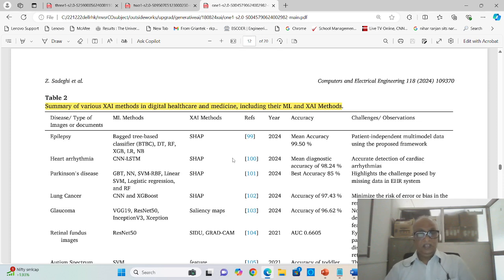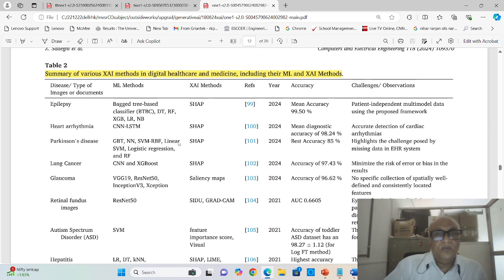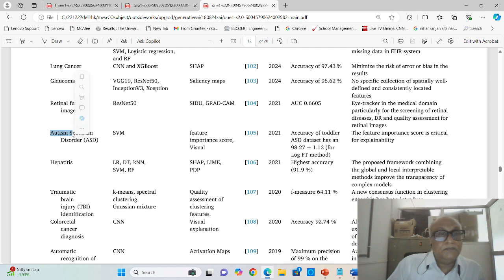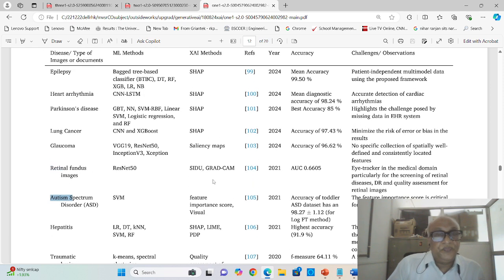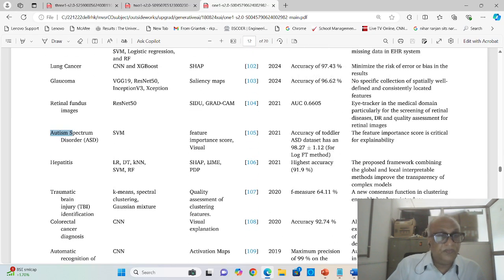So these are the XAI methods, and if you look at the mapping of the XAI methods, ML methods, and the disease types, let us take a few examples. Let us say lung cancer is there. For lung cancer, popular machine learning methods are CNN and XGBoost, and the XAI method is SHAP. Let us say you have autism, then support vector machine is the machine learning method, and feature importance score can be the XAI method. Suppose hepatitis is there, then you have LRDT, KNN, SVM, RFS machine learning techniques. SHAP, LIME, PDP are the XAI techniques.